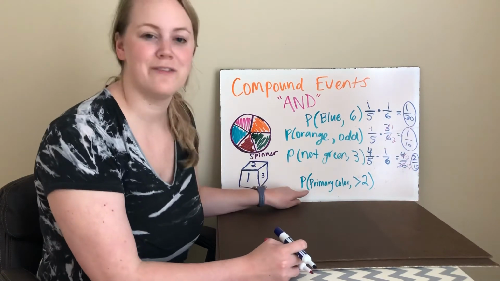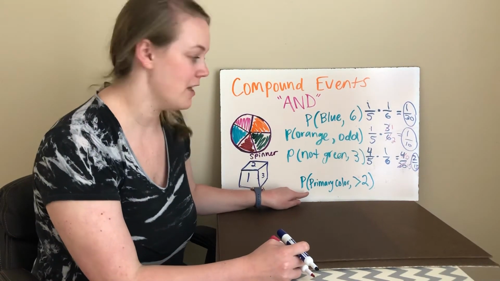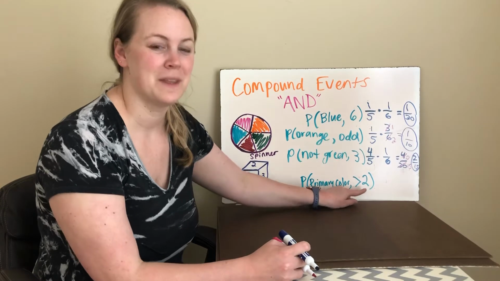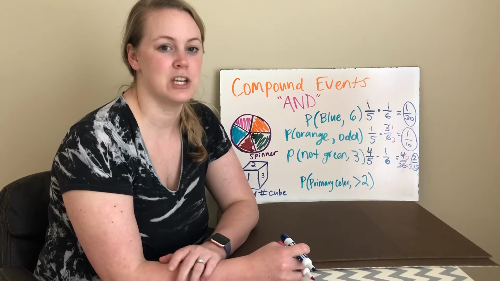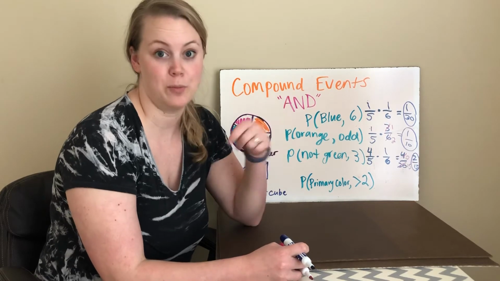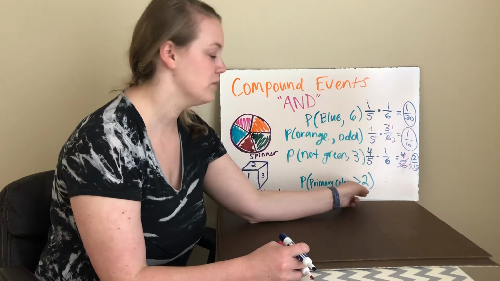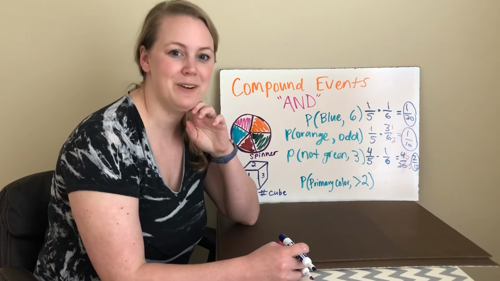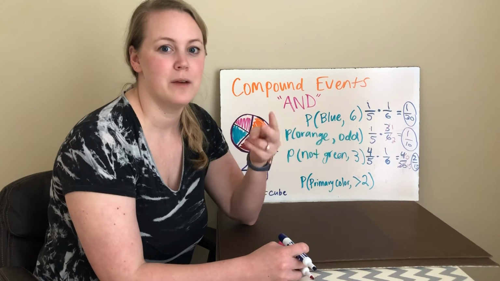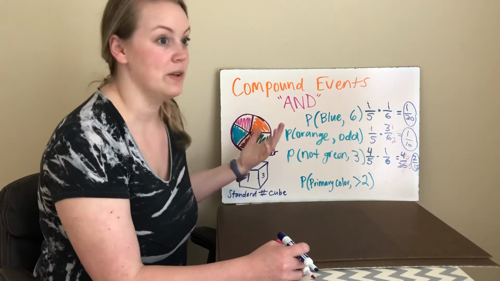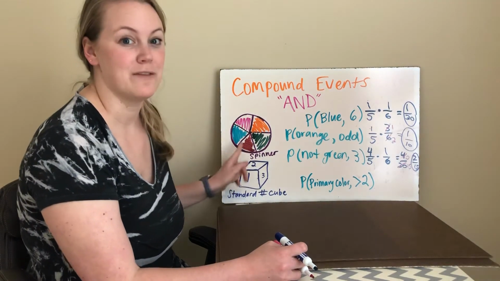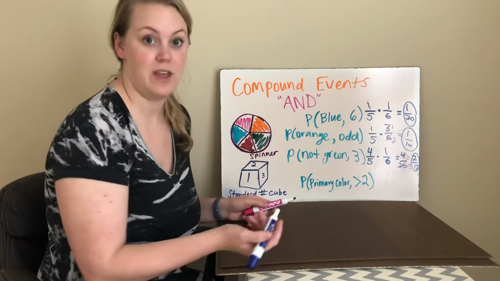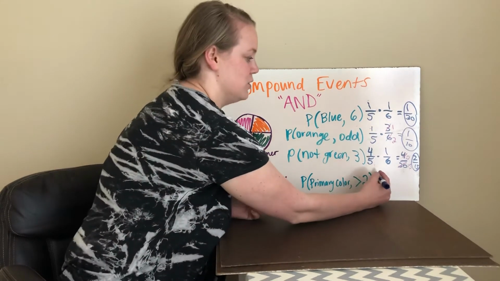One more is find the probability of spinning a primary color and greater than 2. Now, you will see some of these problems pop up because it's assessing you on two things. Do you know your primary colors? And can you read these symbols? Primary colors are yellow, blue, and red. We don't have a yellow here, but we do have a blue and a red. So we have 2 sections out of 5 that represent our primary colors here. So 2 out of 5.